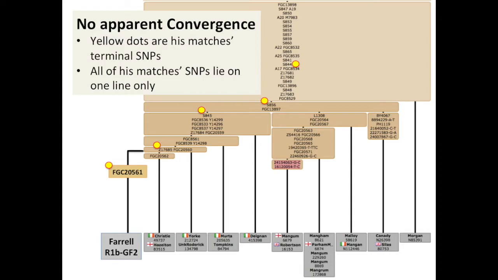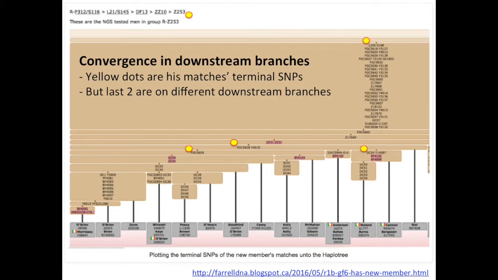Now, it doesn't always work out like that, because sometimes what you see is convergence in the downstream branches. So upstream, L226, there's lots of people testing positive there, and then another few of his matches tested positive for this branch down here. But then in the last branch, you actually see that some people are on this one and some people are on this one over here. So this is where the convergence is happening, but it's very, very far downstream. It's not quite within that surname group, but it is quite downstream. And what we can predict is that he's going to test positive, if he did the Big Y, for either this group here or this group here in all likelihood.